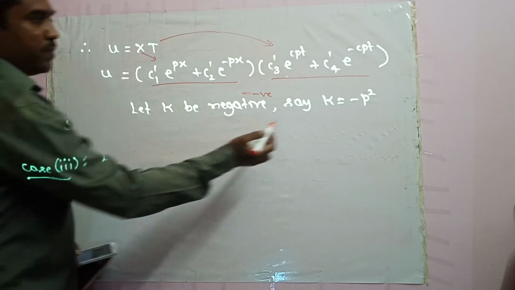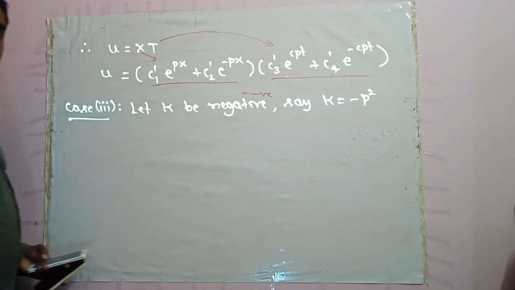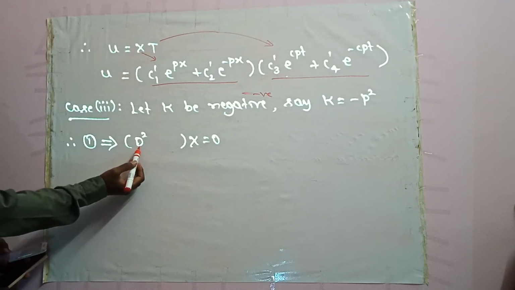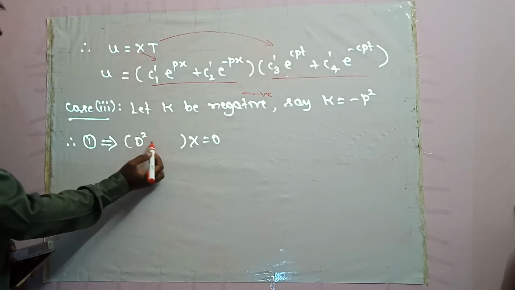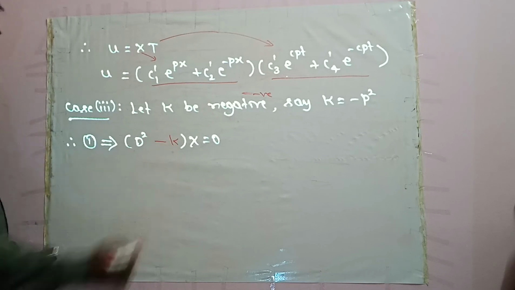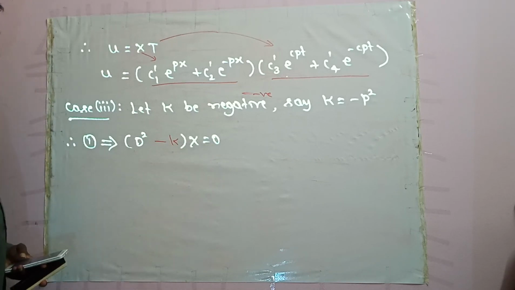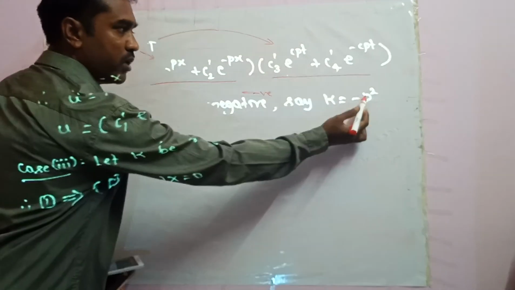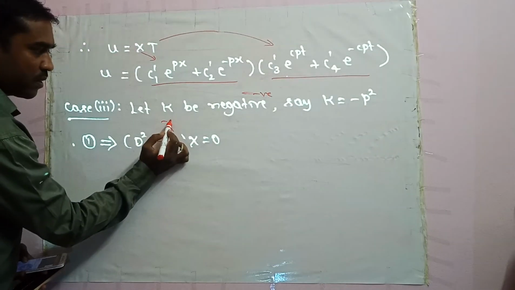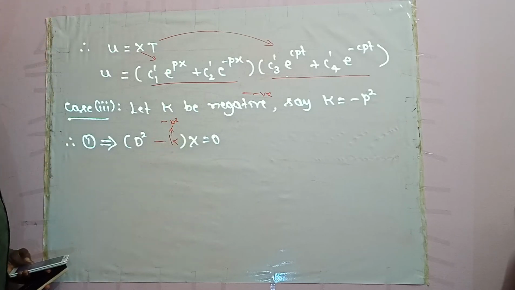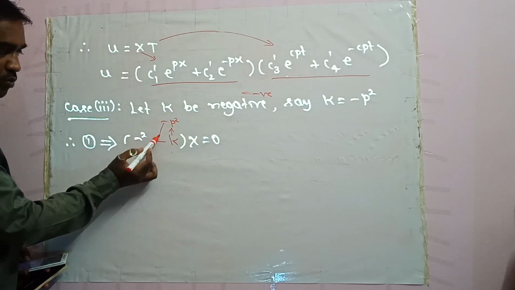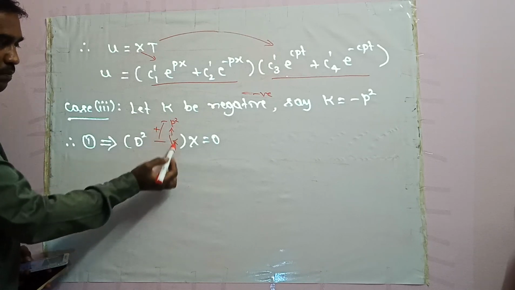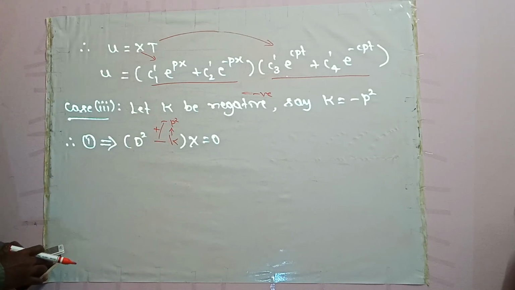We are going to replace the value of k in equation number 1. So what was equation number 1? D square minus k into x is equal to 0. In the place of k, we are going to write minus p square. What happens? Minus into minus will be plus. Plus p square you get.